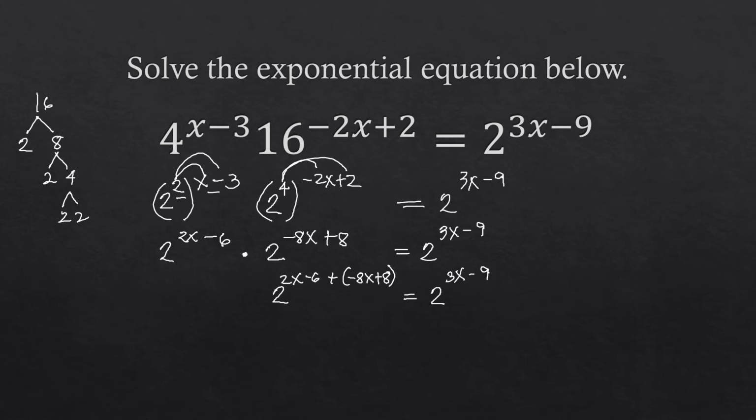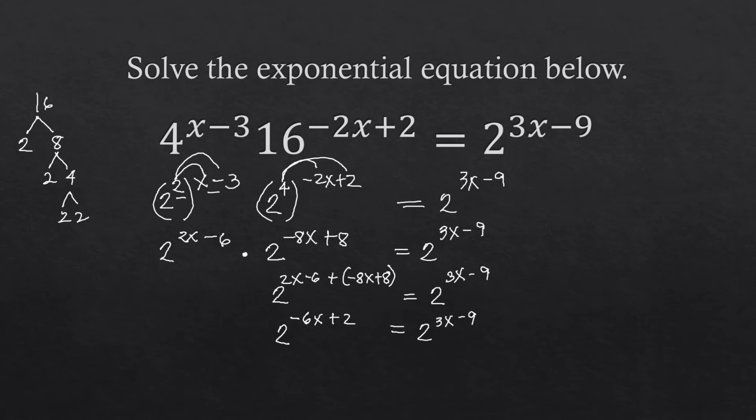Next, we are combining like terms on our left side exponent. So we have 2 to the power of 2x plus negative 8x. That will be negative 6x. Negative 6 plus 8, that will be positive 2. And this is equal to 2 to the power of 3x minus 9.